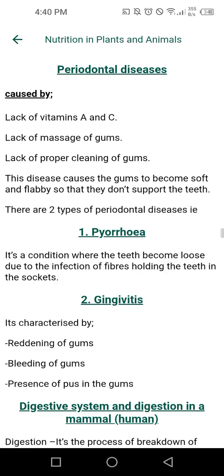Periodontal diseases, caused by lack of vitamins A and C, lack of massage of gums, lack of proper cleaning of gums. This disease causes the gums to become soft and flabby so that they don't support the teeth. There are two types of periodontal diseases, i.e. 1. Pyorrhea. It's a condition where the teeth become loose due to the infection of fibers holding the teeth in the sockets. 2. Gingivitis. It's characterized by reddening of gums, bleeding of gums, presence of pus in the gums.